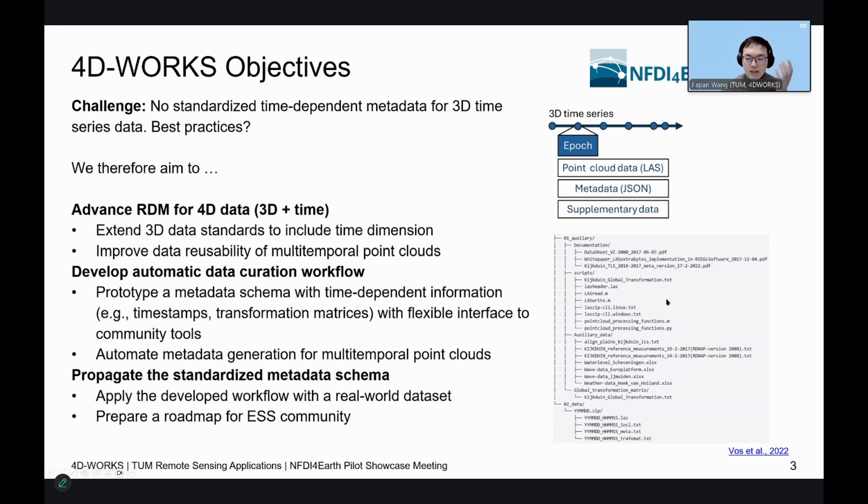To address this gap, our pilot aims to advance research data management specifically for 4D data. We want to extend the current 3D data standards to include the time dimension. We also want to develop an automatic metadata curation workflow so researchers can compile their data and extract the metadata automatically. Lastly, we want to apply this workflow and metadata schema to real world data sets and provide a guide and roadmap for the broader Earth system science community.